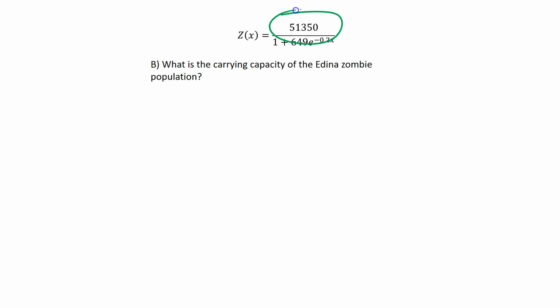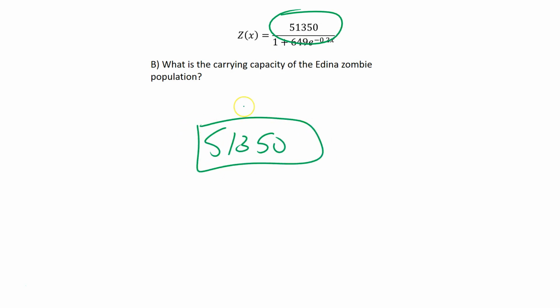Well, remember, which is the number on the top. So it's 51350. And I actually checked, as of January 2018, that is the population of Edina, which makes sense, right? If you put up a wall around the city, there are 51,350 people, then we should only be able to convert that many to zombies.